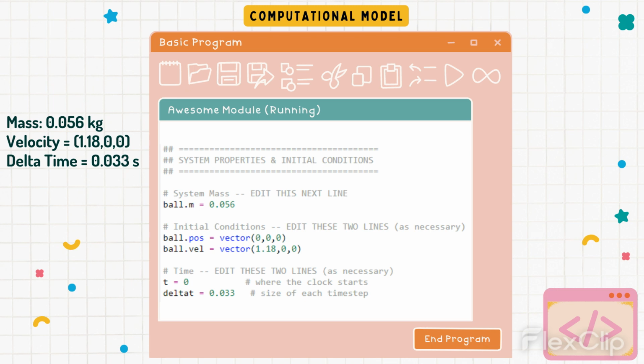Based on the information that we gathered from the motion tracker, the next step in our experiment was to generate the computational model. The key things to note from this were the mass, which was 0.056 kilograms, the velocity, which was 1.18 in the x axis, and the delta time, which was 0.033 seconds, basically the interval between each data point.